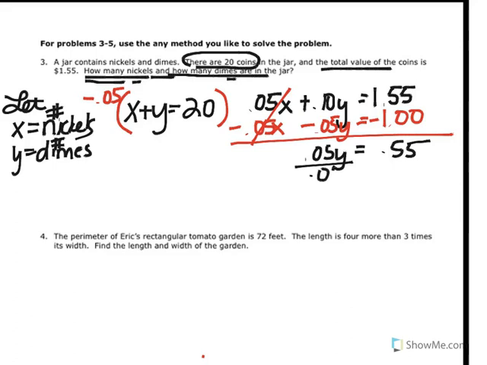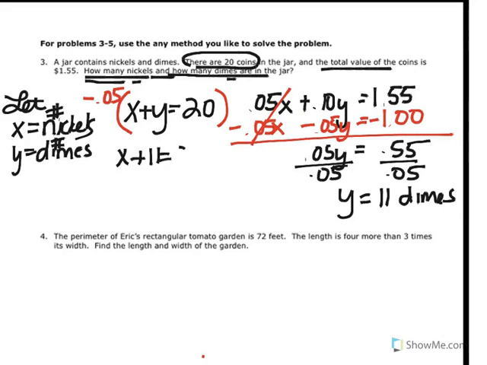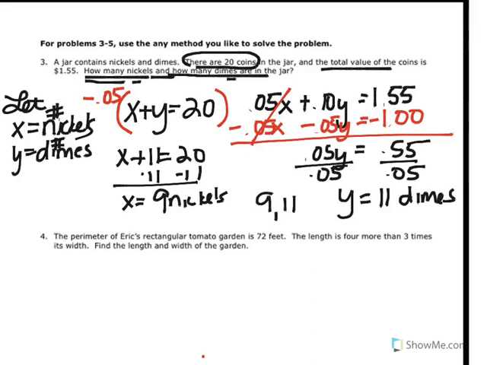So now we divide by 5 cents on each side, and you find out y equals 11 dimes. And since I know there's 11 dimes, x plus 11 equals 20. We subtract 11, and we get x equals 9 nickels. So 9 and 11. So I used elimination.